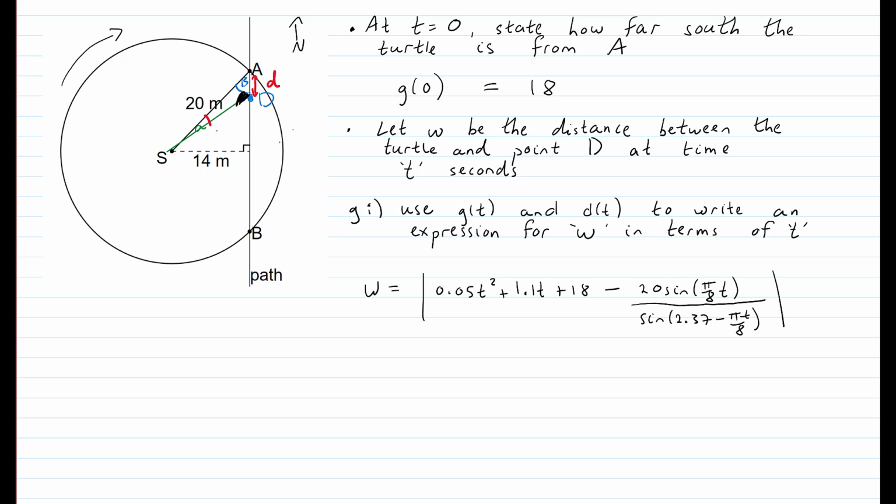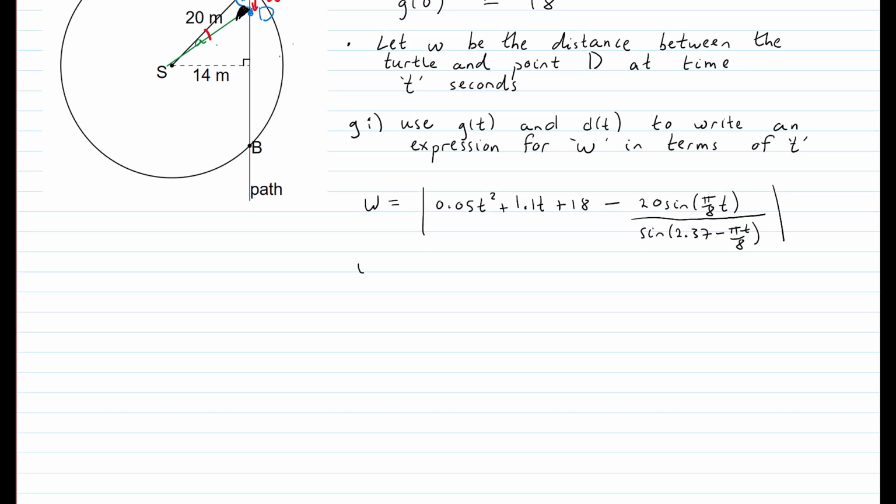And now for G part 2, we have to therefore find when and where on the path the water first reaches the turtle. Okay, so that is when that expression W, the distance between them, is going to equal 0. So that is when W is equal to 0. So we're going to need to find the time that happens and then what the distance is at that time. So the easiest way to do this is just to use our graphing calculator. So we'll get the calculator up.